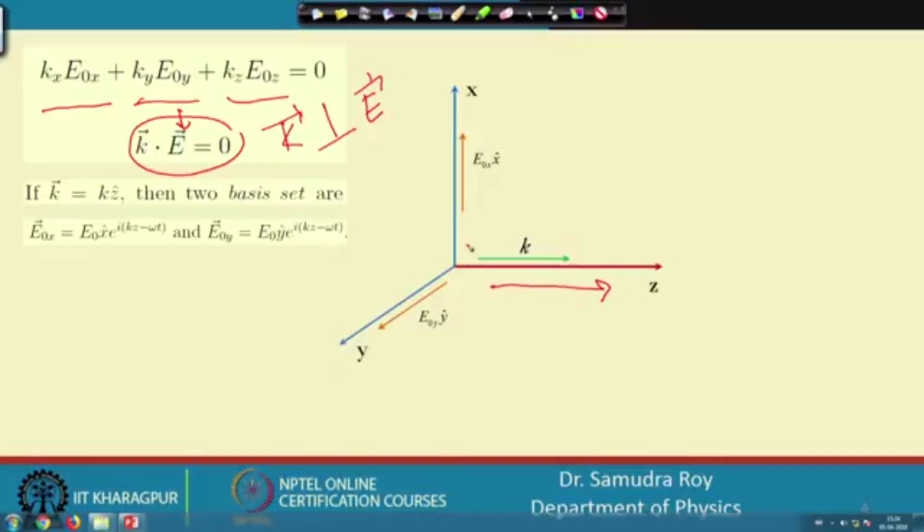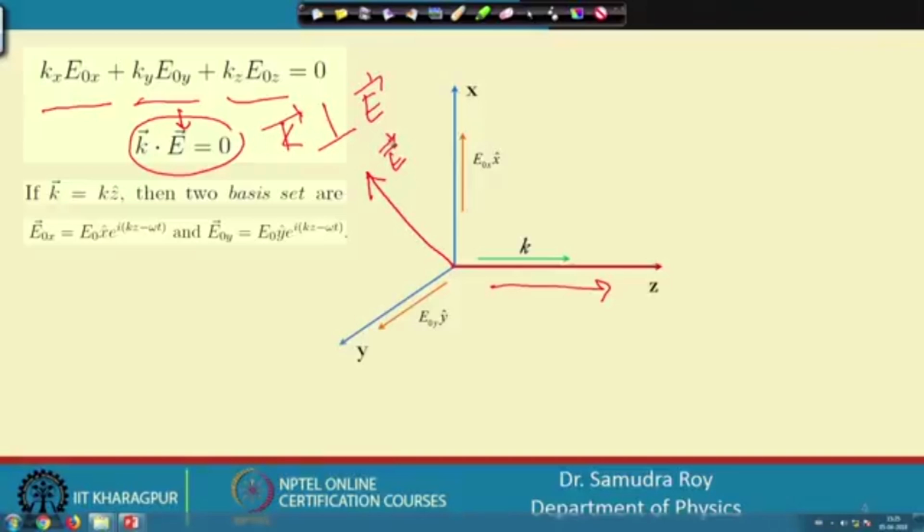x and y. So, whatever the k we have, if it is in z direction, I will have a perpendicular direction which is in the x and y plane, in the direction of E. We have a general electric field direction which is perpendicular to k as well as the z direction.